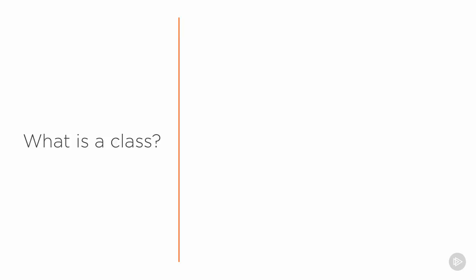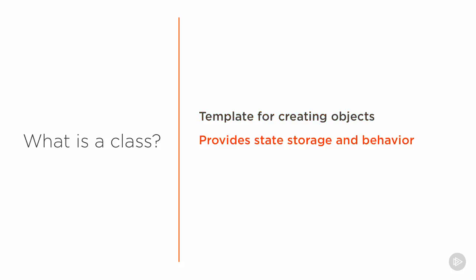Before I get too deep into the details, let's define what a class is. In very general terms, a class is a template for creating objects. All of the objects created from the template will have the same properties and methods. Classes also provide state storage and behavior.